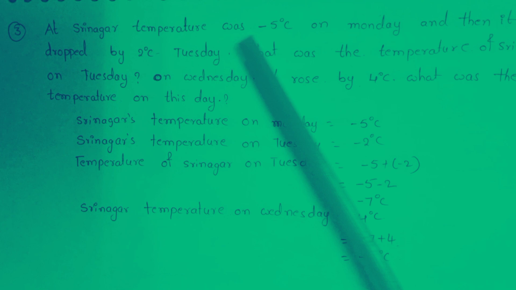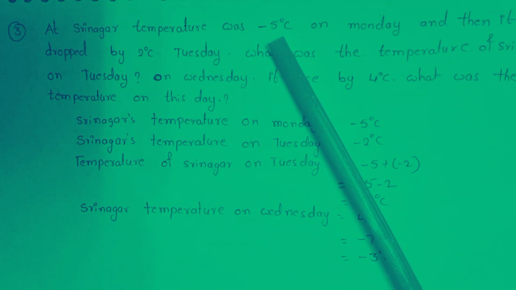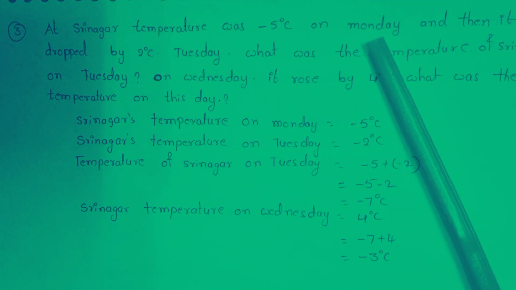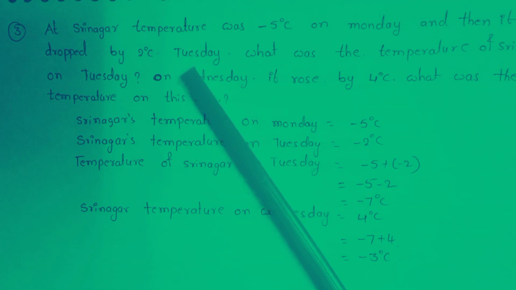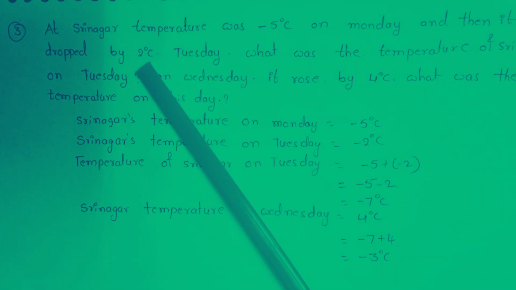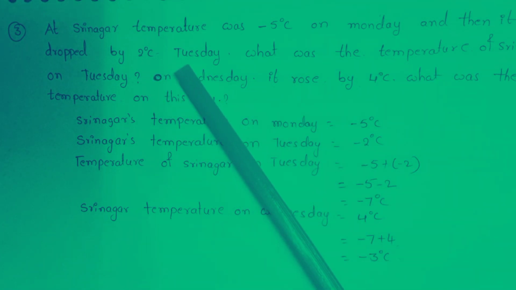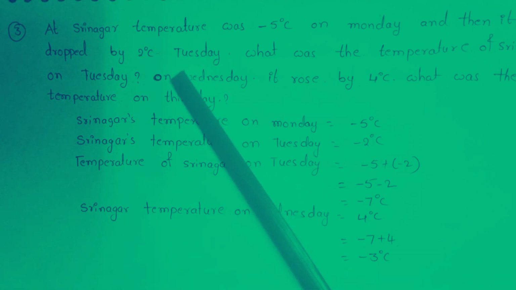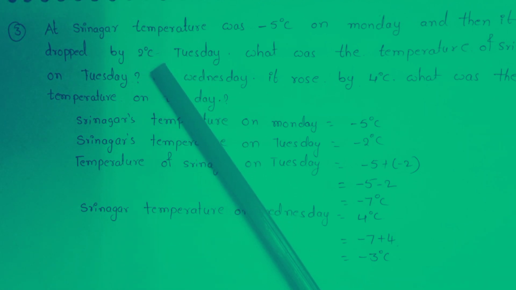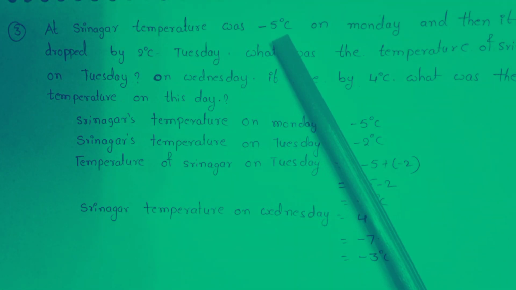At Srinagar, temperature was minus 5 degrees centigrade. This is the Monday temperature. And Tuesday temperature is 2 degrees centigrade dropped. So what was the Tuesday temperature? There is not given Tuesday temperature. That is 2 degrees dropped from the Monday temperature.